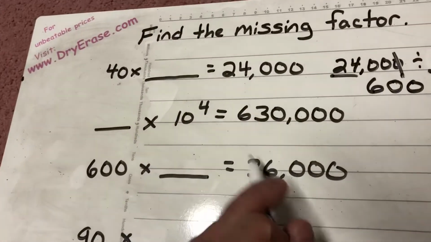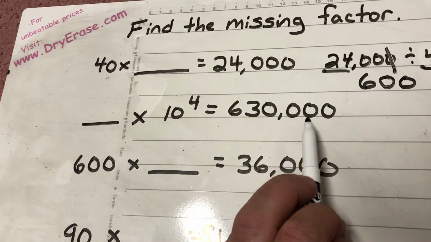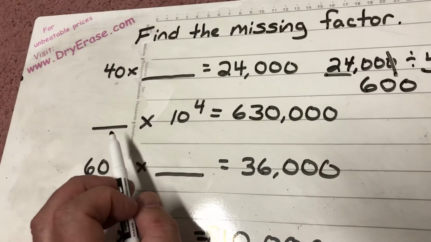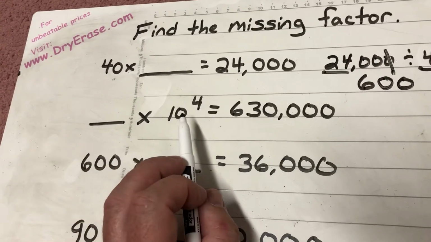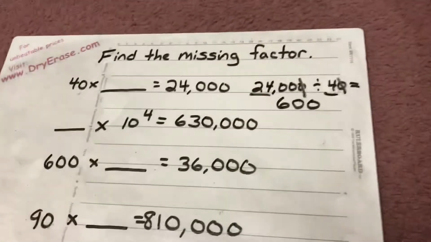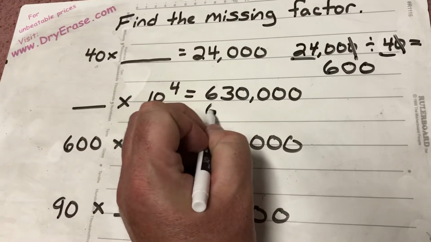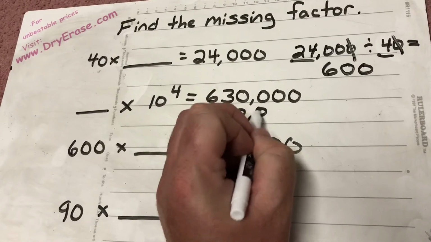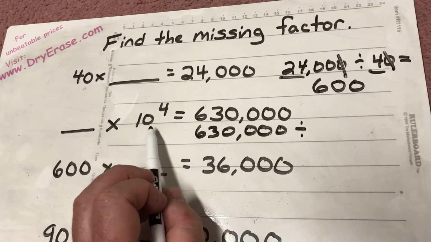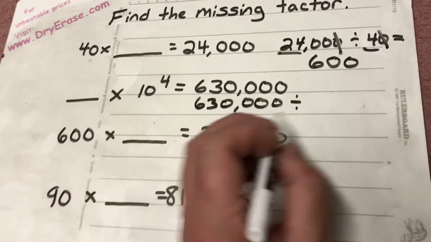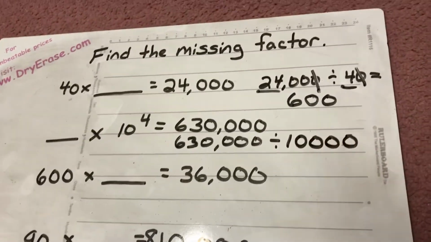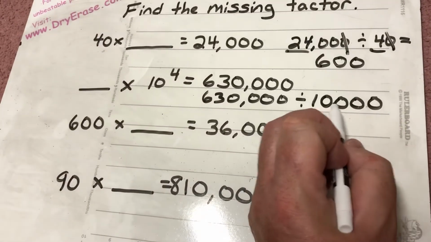All right, well, 630,000 is what something times 10 to the power of 4 equals. So I have an unknown number times 10 to the power of 4 equals 630,000. Well, I'm going to set up the same sort of thing. It's going to be 630,000 divided by 10 to the power of 4. Now, I already know that 10 to the power of 4 is a 1 with 4 zeros after it, or 10,000.